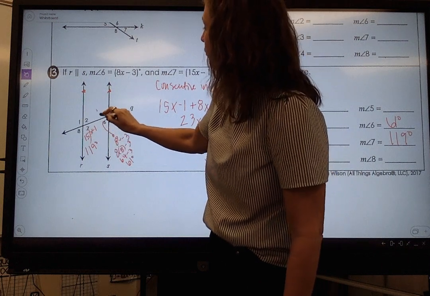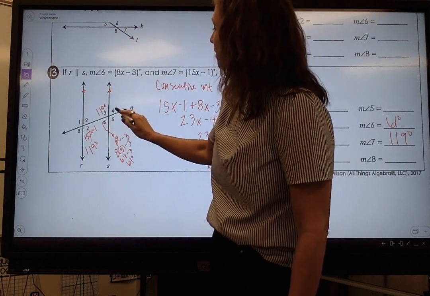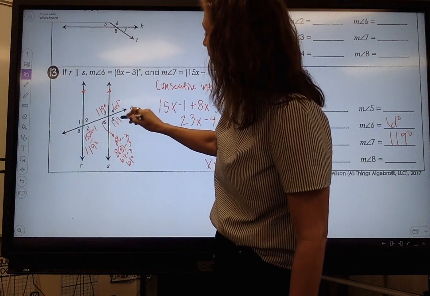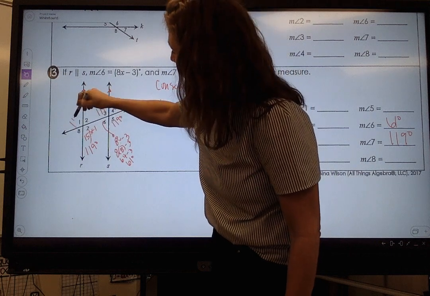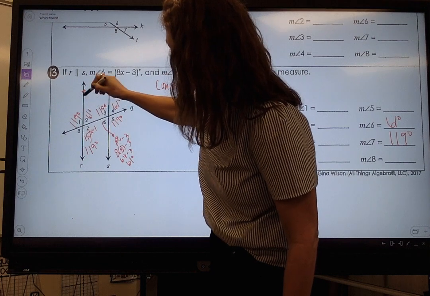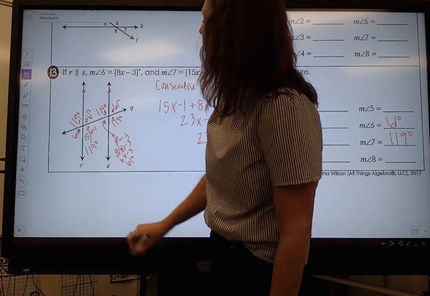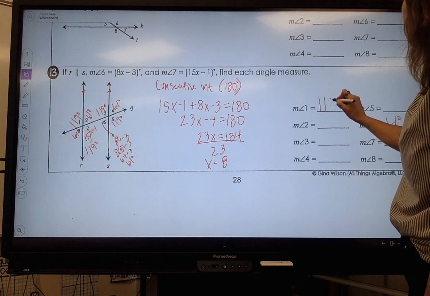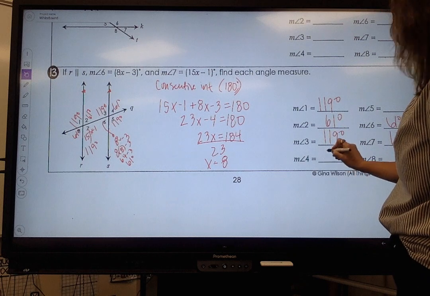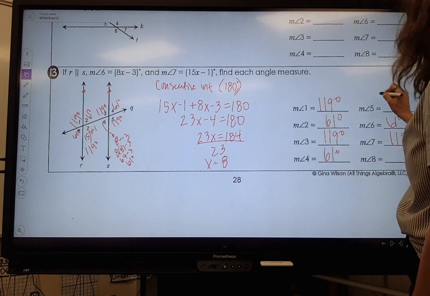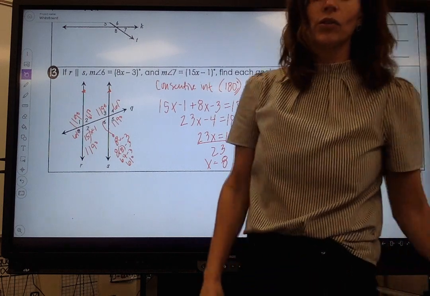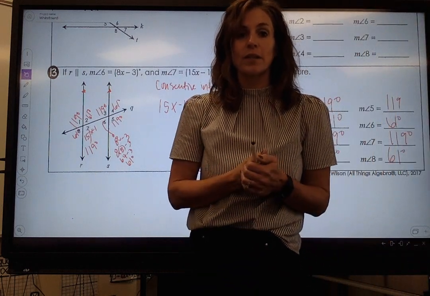7 and 3 are alternating interiors. 6 and 4 are vertical. 3 and 5 are vertical. 7 and 1 are vertical. 6 and 2 are alternating interiors. And 2 and 8 are vertical. So many ways you could name those angles. I'm just going to write them all down. Angle 2 is 61. Angle 3 is 119. Angle 4 is 61. Angle 5 is 119. And angle 8 is 61. So that's how you use algebra and these statements. If you need some help, come and see me.